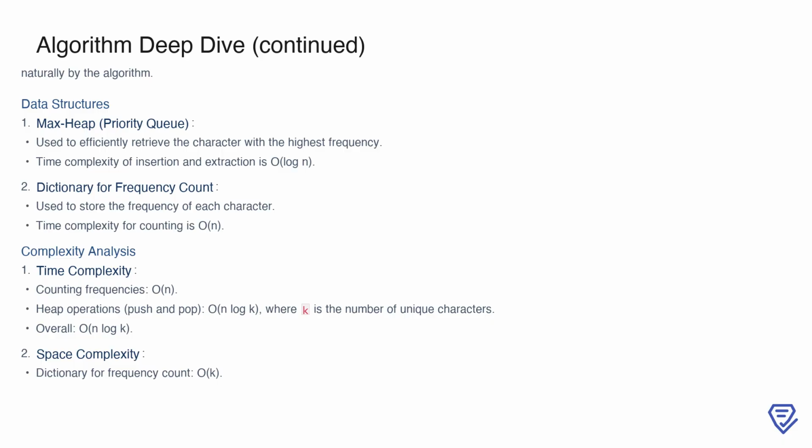When analyzing complexity, the overall time complexity of the algorithm is O(n log k), where n is the length of the string and k is the number of unique characters. This is because we count frequencies in O(n) time and perform heap operations in O(n log k). The space complexity is determined by the storage requirements for the frequency dictionary, the heap, and the result string, giving us an overall space complexity of O(n + k). These efficiencies make the algorithm well-suited for handling strings of varying lengths and compositions.